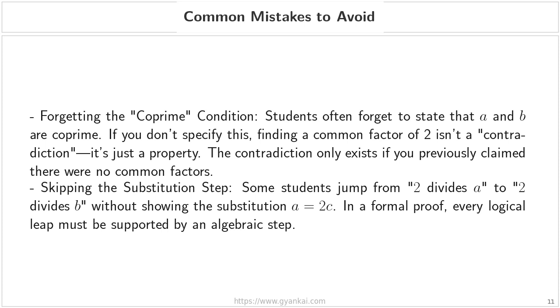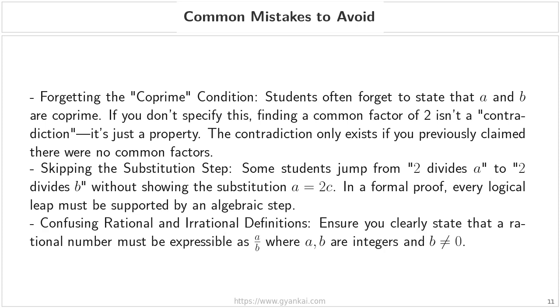Finally, make sure you don't confuse the definitions of rational and irrational numbers. Always be precise. When defining a rational number, you must clearly state that it can be expressed as a fraction, a over b, where a and b are integers and b is not equal to 0. Being precise with your definitions is the foundation of all mathematical proofs.